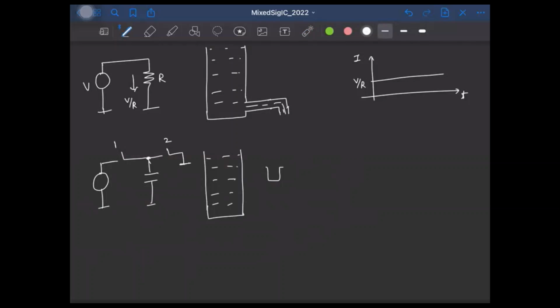Now, if we look at the charge, how will it look? First, let's look at the charge in the case of a resistor. We have a constant current, which means if you look at the charge as a function of time, it's going to be linearly increasing, because charge is an integral of the current. So this is the case when we have a pure resistor.